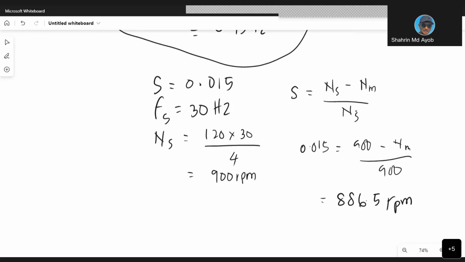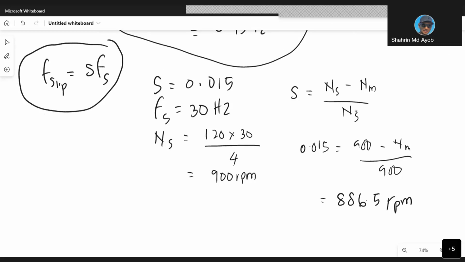Perhaps the parameter that is rather new in this example is the slip frequency, but actually the slip frequency has been taught during your fundamental power course. You have been taught about this slip frequency. You should know that. Okay?